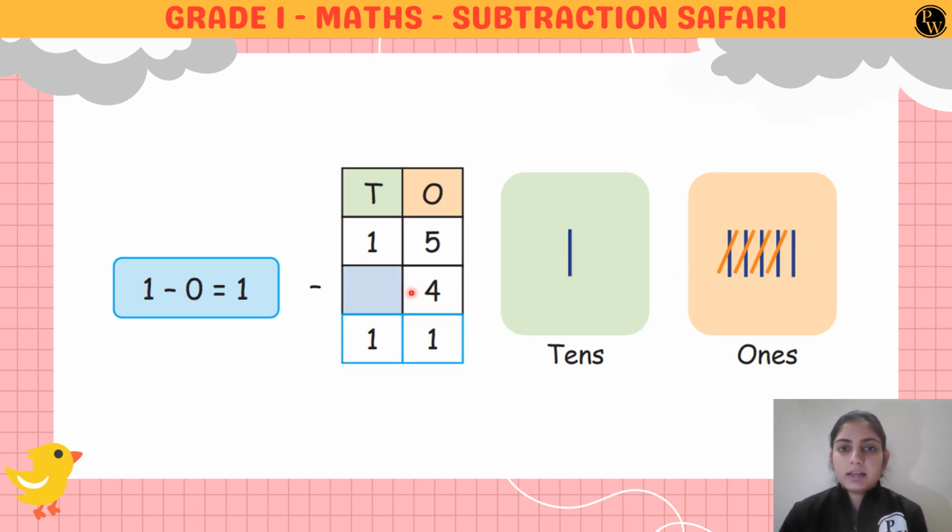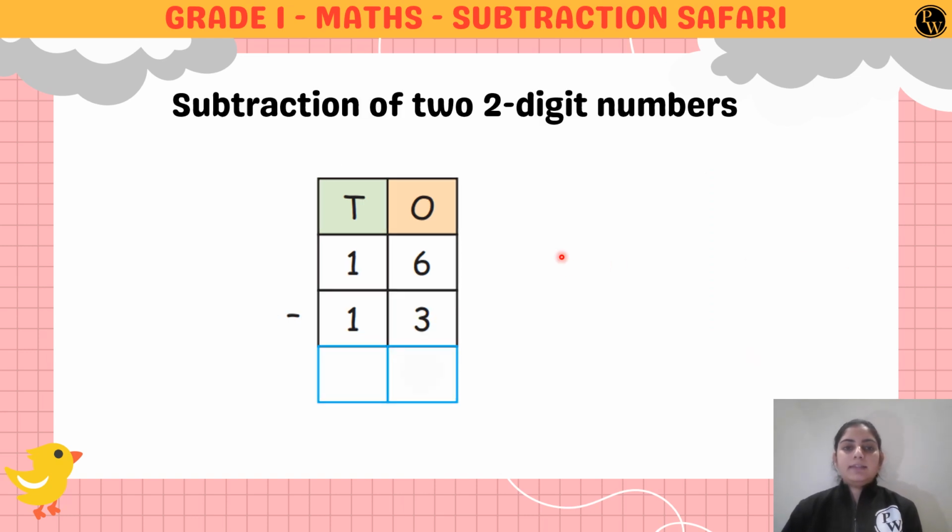Now let's count the remaining bars in the tens place. Did we subtract anything here? No, right? So we will write 1 as it is here, considering 1 minus 0 is equal to 1. So we have the number 11. On subtracting 15 minus 4, we have 11, right?